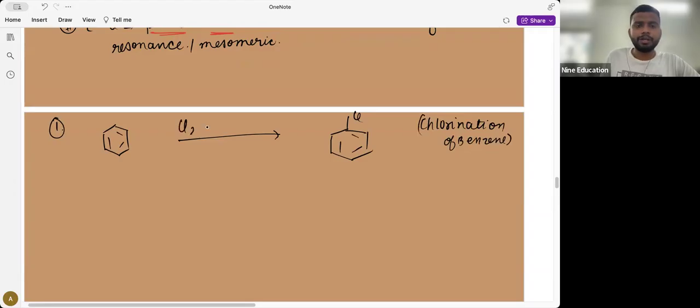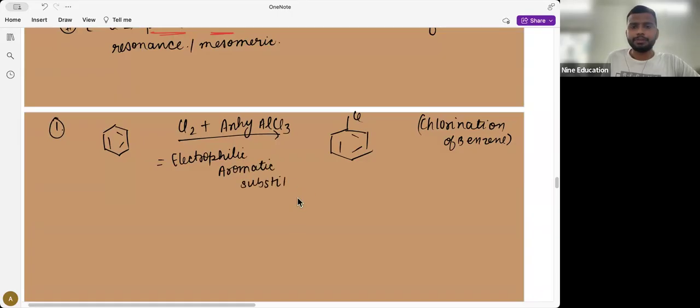But how can we do this reaction? What do we do here? We have to put Cl2 with anhydrous AlCl3. All of you have remembered this from class 11th, and this reaction was known as electrophilic aromatic substitution reaction. Electrophilic aromatic substitution. Take a look, beta.